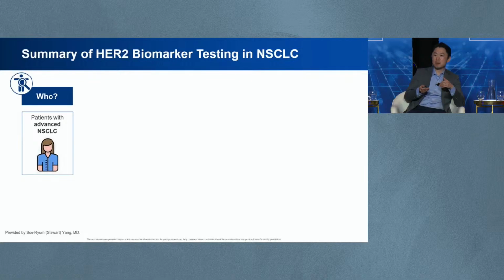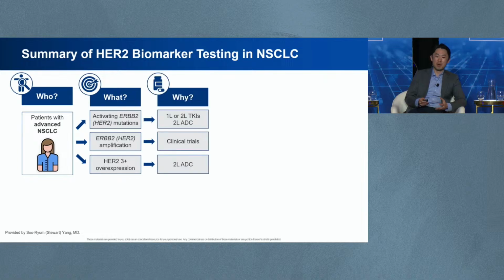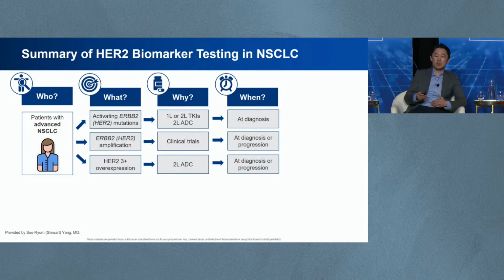And so just to quickly summarize the first part of the talk, here we're talking about patients with advanced non-small cell lung cancer. And again, we were mentioning these 3 biomarkers, right? Activating ERBB2 mutations, ERBB2 amplification, and HER2 3+ overexpression. And these biomarkers are really important because of the different types of TKIs that have been approved for ERBB2 mutations, for some of the clinical trials that are ongoing for ERBB2 amp, and then of course for 3+, we have second-line ADCs that have been approved. And we really need to be thinking about testing all these patients, right, for these biomarkers.